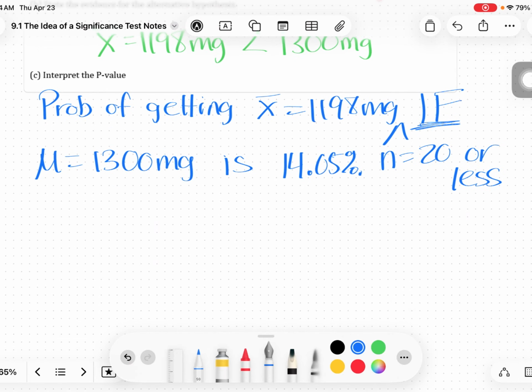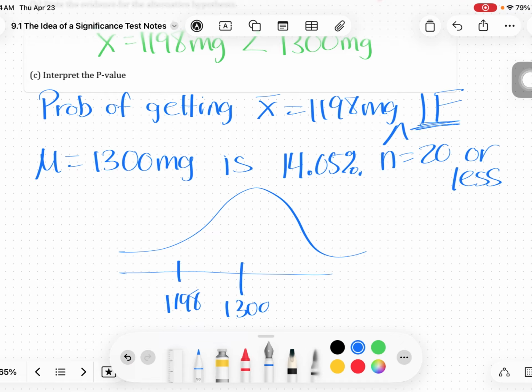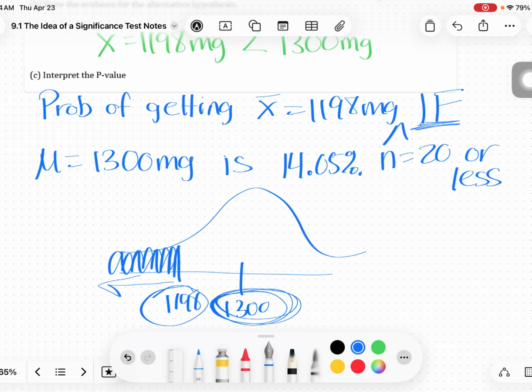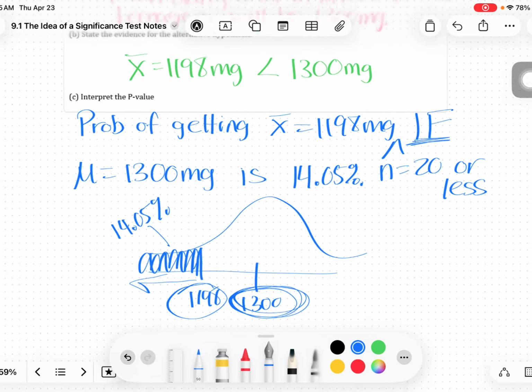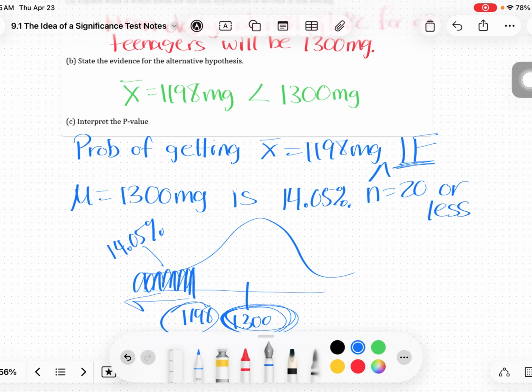If you think about our normal distribution, the p-value is representing this left tail. So the probability of getting this sample value or less from 20 teenagers, if this is actually the true mean, is 14.05%. And we'll talk about how to determine if that's big enough or small enough shortly.